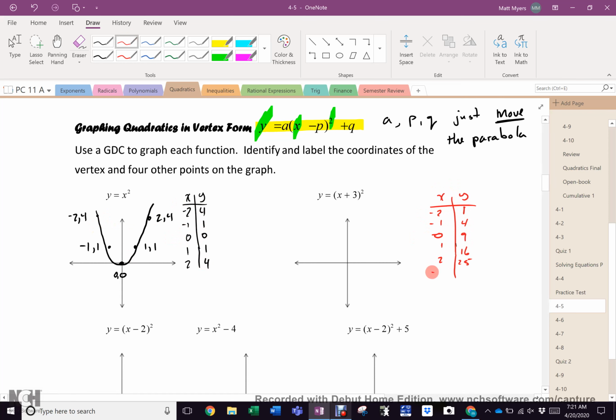Let's go negative 3. Negative 3 plus 3 is 0. 0 squared is 0. Oh, okay, now we're in business. 0 is less than 1. Okay, let's try negative 4. Negative 4 plus 3 is negative 1. Negative 1 squared is positive 1. Oh, there's our repeat. So now we've got it. So we know that when x is negative 3, y is 0. And we are going to go up from there.